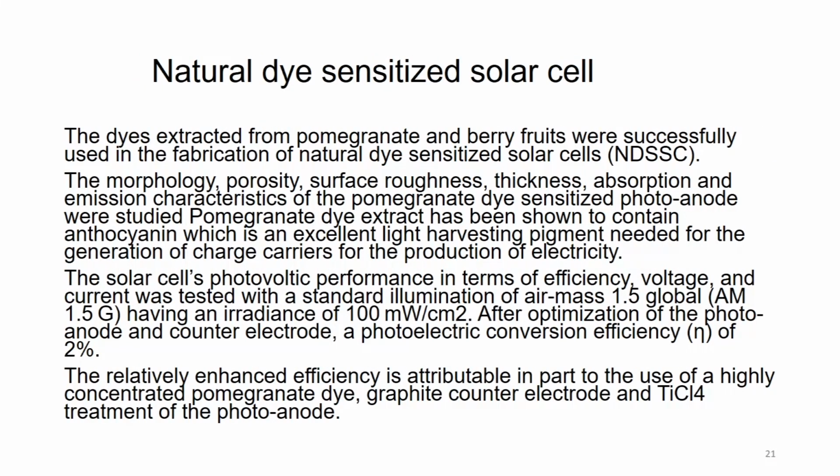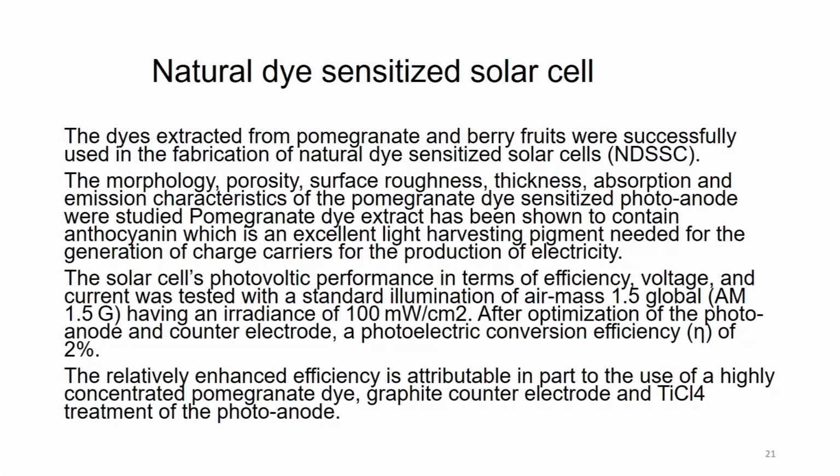The dyes extracted from pomegranate and berry fruits were successfully used in the fabrication of natural dye sensitized solar cells, that is NDSSC. The morphology, porosity, surface roughness, thickness, absorption and emission characteristics of the pomegranate dye sensitized photoanode were studied. Pomegranate dye extract has been shown to contain anthocyanin, which is an excellent light harvesting pigment needed for the generation of charge carriers for the production of electricity.